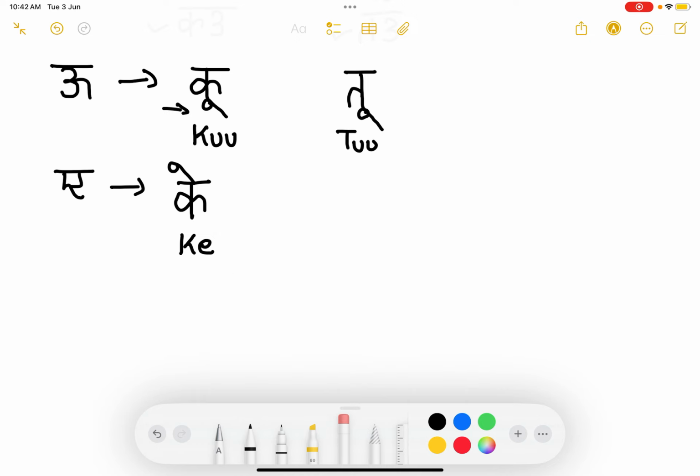This is how the matra looks. Let's try it with ta. I put the matra on top here, a slant arm curled up. How will we pronounce this? Te. The e sound.